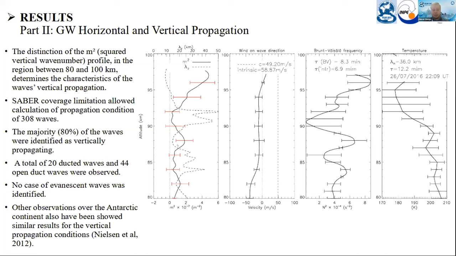This is an example of the squared vertical wave number profile. If it is positive, the wave is classified as propagating. Only 20 waves were ducted and 44 waves were observed with an open duct. And no case of an evanescent wave could be identified. Other observations over Antarctica have also shown similar results, a majority of the waves as propagating.